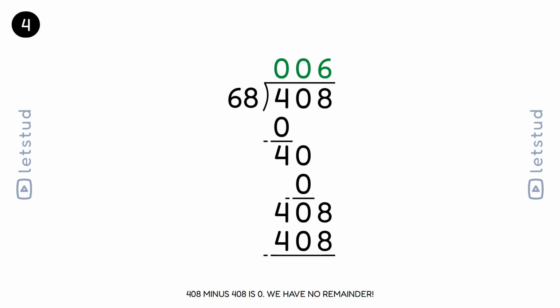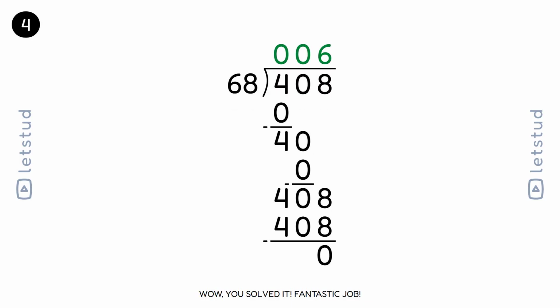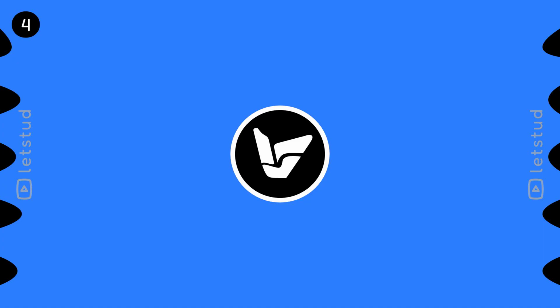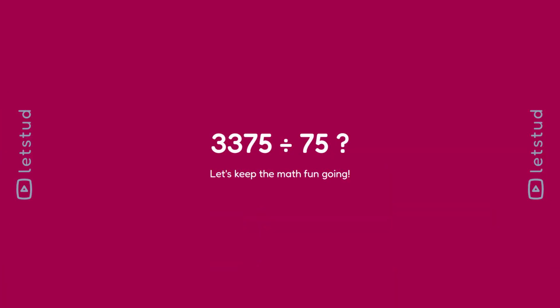We have no remainder. Wow, you solved it. Fantastic job. Another problem down, ready for the next one. You got it. 408 divided by 68 is 6. You're a math magician. Let's keep the math fun going.